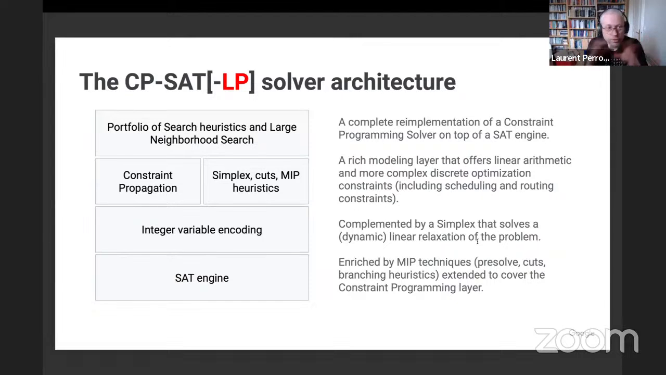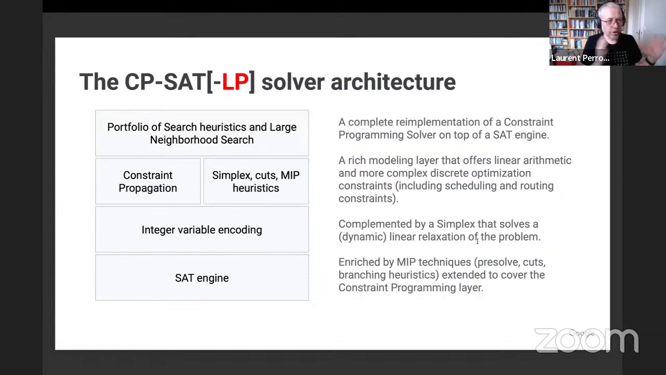Some of our workers don't actually search. They just do probing, or they try to solve a problem where the objective is fixed to the minimum value. So either you find a solution, lucky you, you find the optimal solution, or you don't find the solution, and then you can bump the value of the objective.